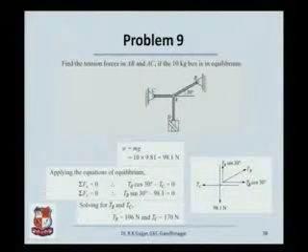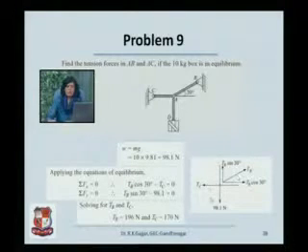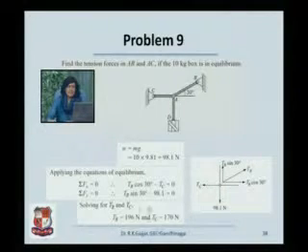Resolve into its horizontal and vertical components, that is sigma Fx, sigma Fy. Because the body is in equilibrium, we will apply the two equations of equilibrium, sigma Fx equals 0, sigma Fy equals 0, and you will be able to find out very simply the unknown force in the tension cable B and the unknown force in the tension cable C.